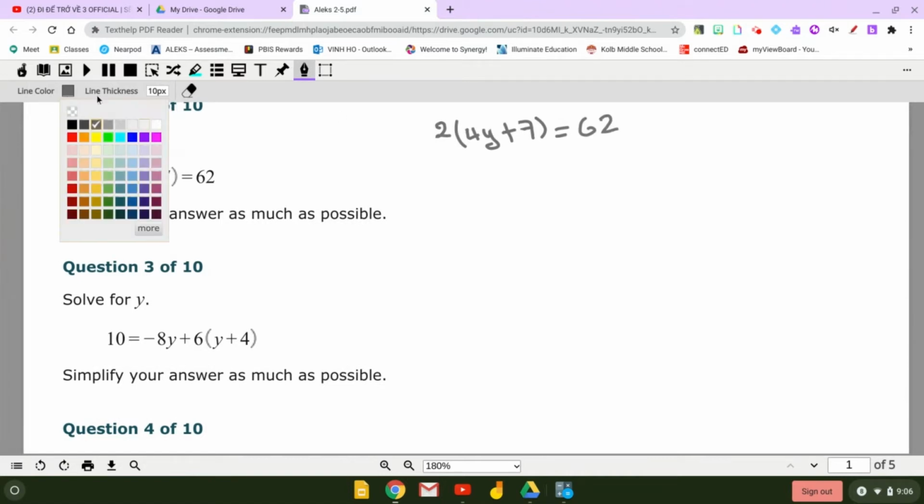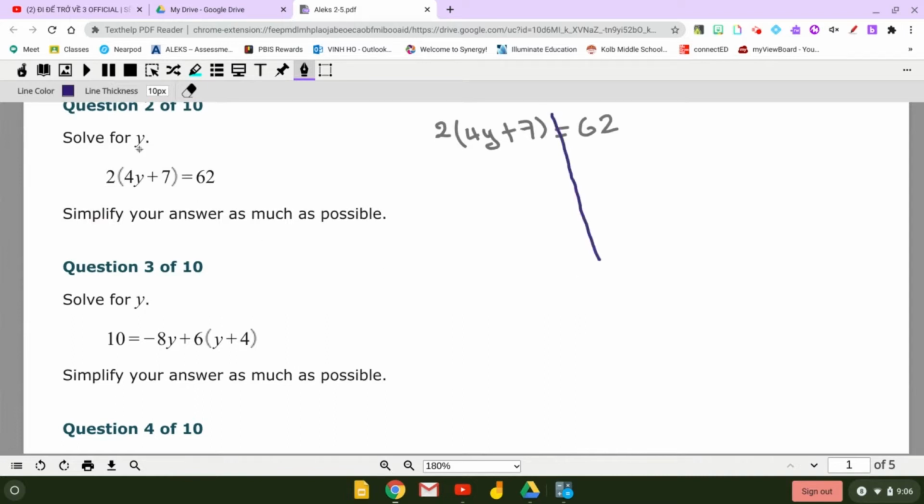Step 1, what do you have to do? Step 1, draw the line. Step 2, parentheses, what do you have to do? Distribute 2 into the parentheses. So basically, we multiply them in. So 2 times 4y is 8y, and 2 times 7 is 14. This looks familiar. Equal to 62.